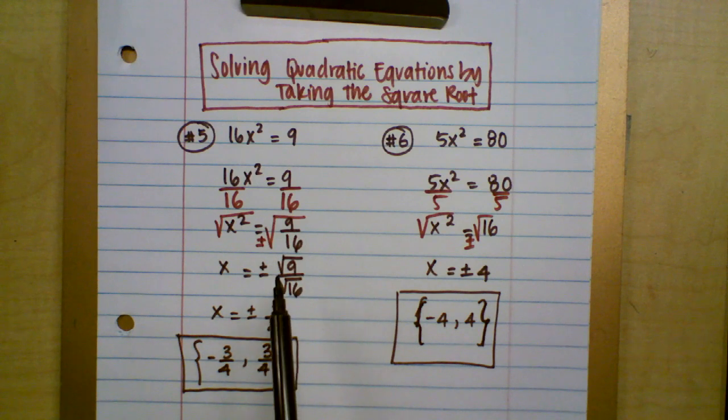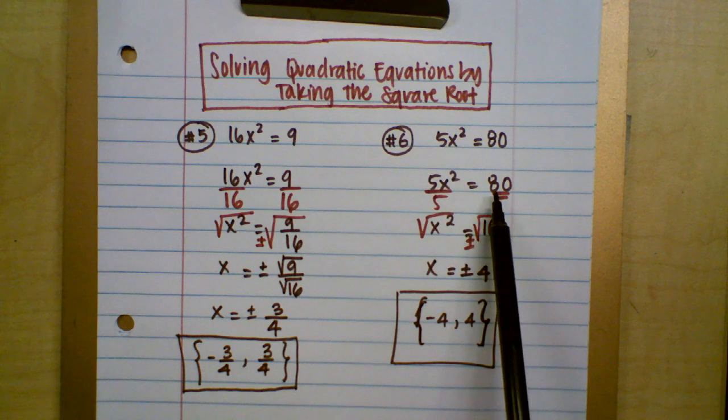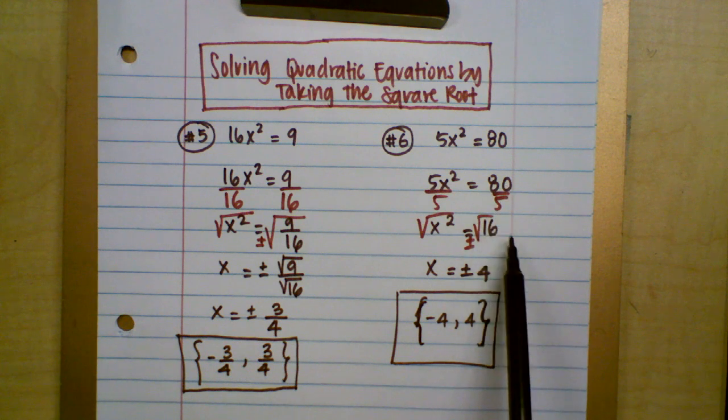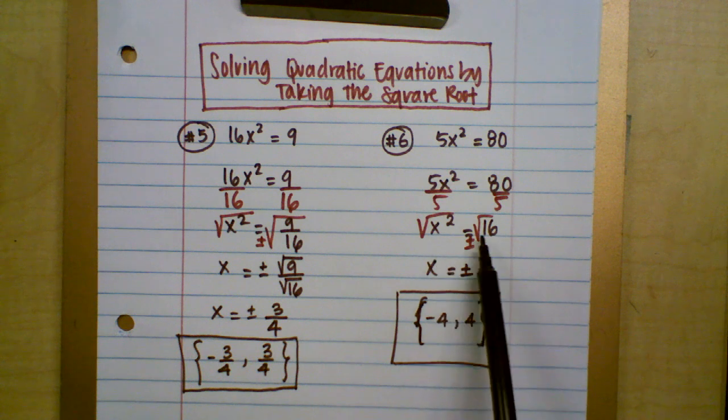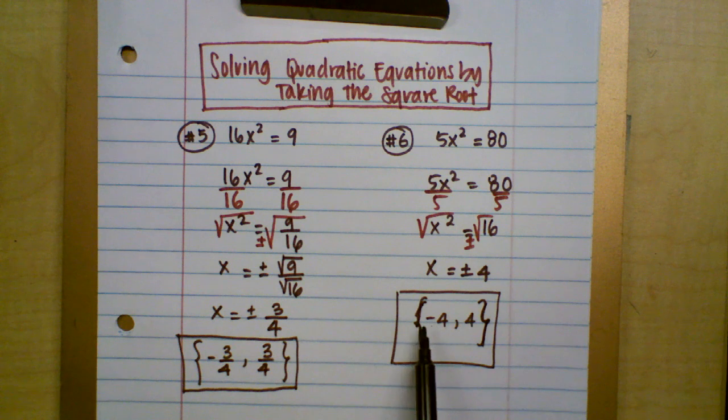For example, number 6, as you can tell, we see that 5 goes into 80 16 times. And then you're able to simplify this ratio, and you end up with x squared equals 16. And when you take the square root, we end up with two solutions, x equals -4 and x equals 4.